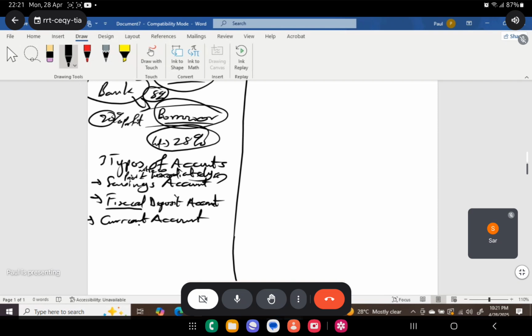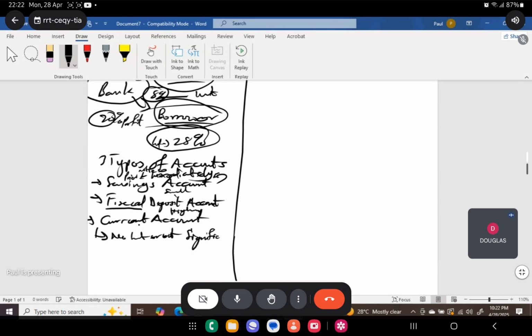So both of them give interest, because I told you that they will give you interest on the amount you've saved, right? But with the savings, the interest is smaller. The fixed deposit is a bit higher than the savings. But with the current account, there is no interest, unless maybe your money is plenty, that even the interest they'll give you is not significant.